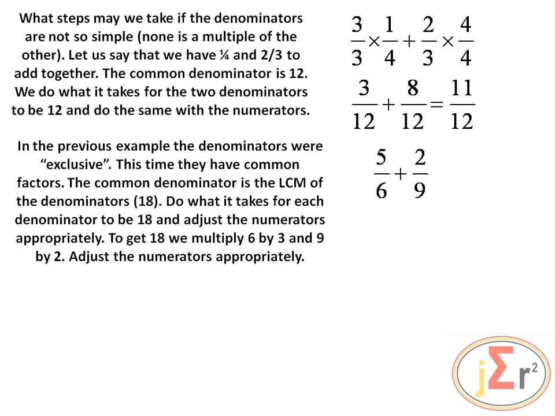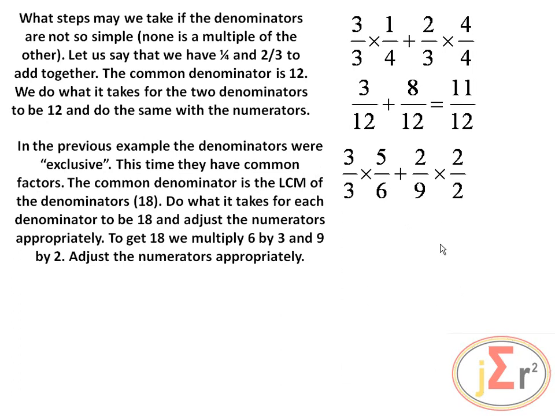To get 18, we multiply 6 by 3 and 9 by 2. Adjust the numerators appropriately. So the target denominator is 18. To get 18, we multiply this one by 3, so we multiply this by 3 also. To get 18 from this side, we multiply the 9 by 2, so we multiply this by 2 also.